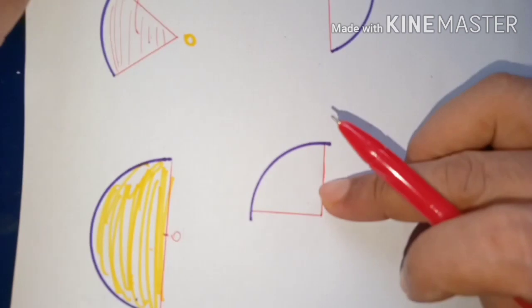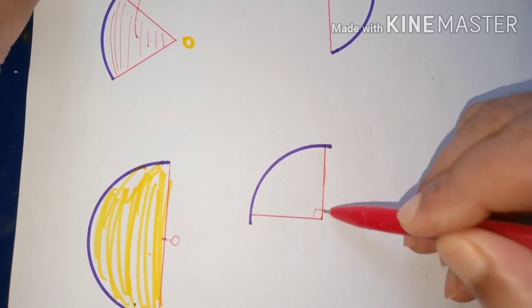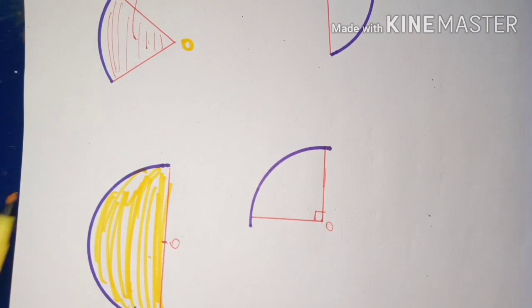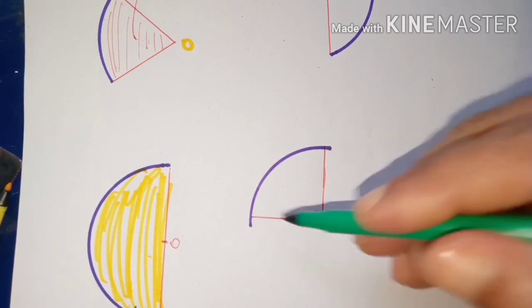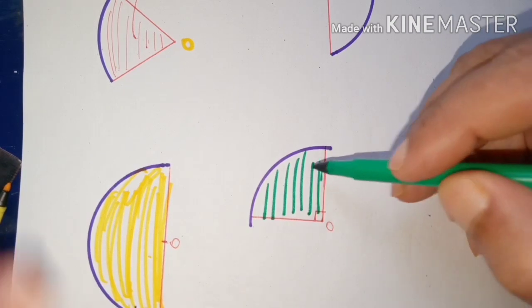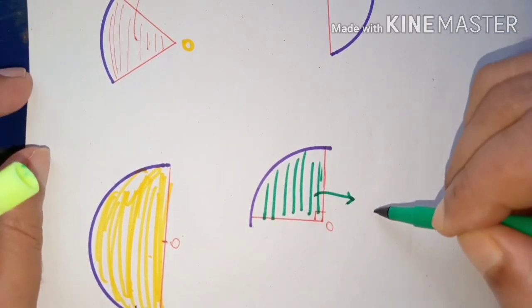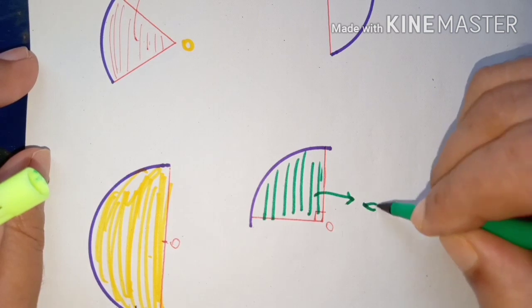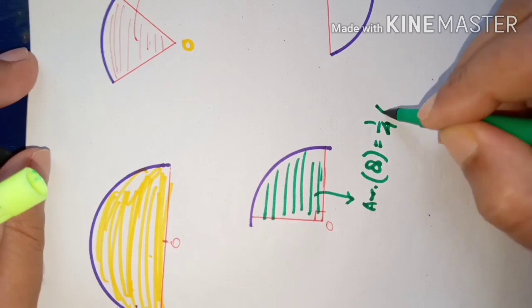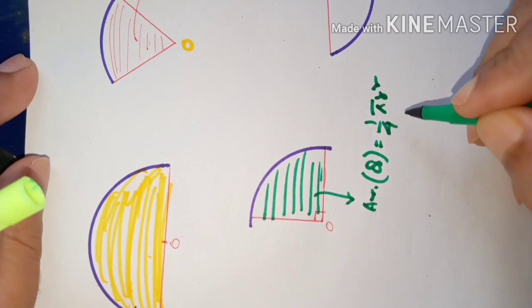This is also a sector, but the speciality is that this angle is 90 degrees. This is the center of the circle. So this sector is called what? It is called a quadrant. The area of the quadrant is 1/4 of the area of a circle. Means the area of a quadrant is equal to 1/4 of the area of a circle, pi r square. 1/4 of pi r square.